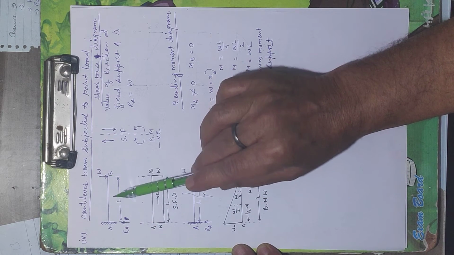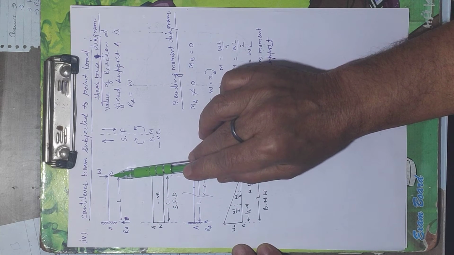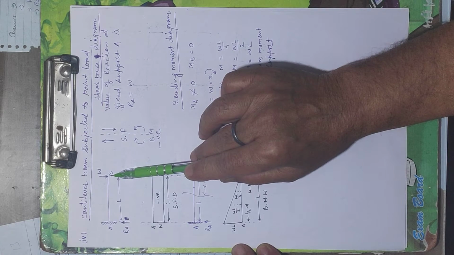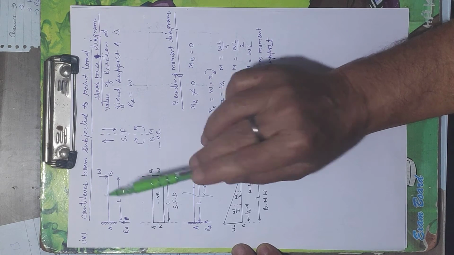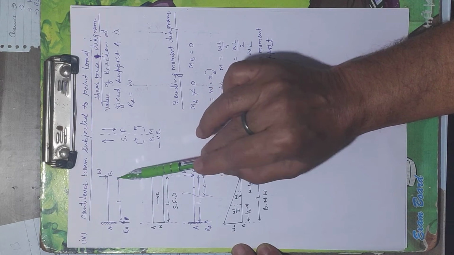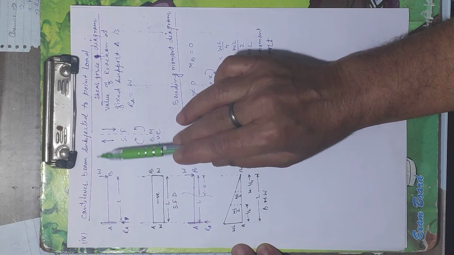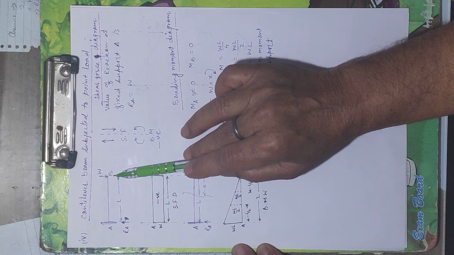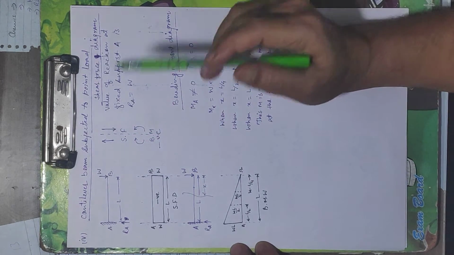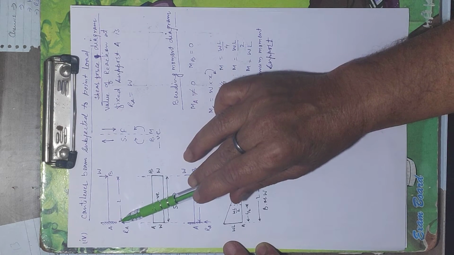And the other end, one end is fixed support and the other end is free. That type of beam is called a cantilever beam. And today we are going to study this cantilever beam when it is subjected to point load. How much is the point load, how much is the length of the cantilever beam? L is the length.